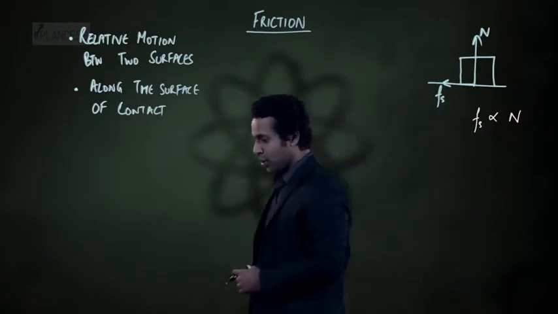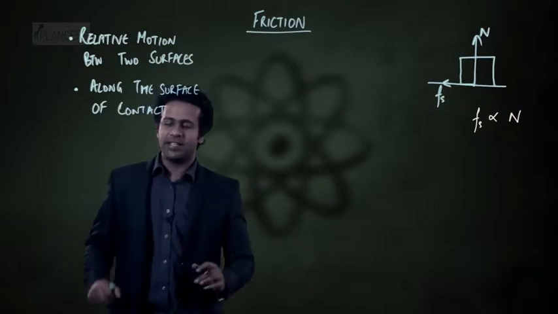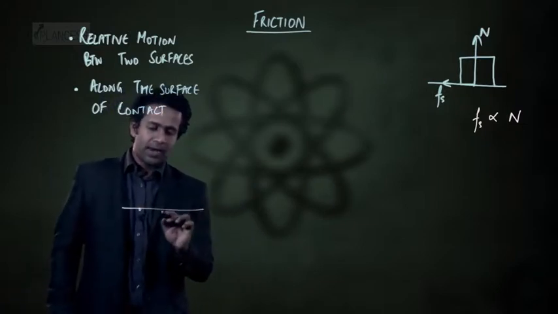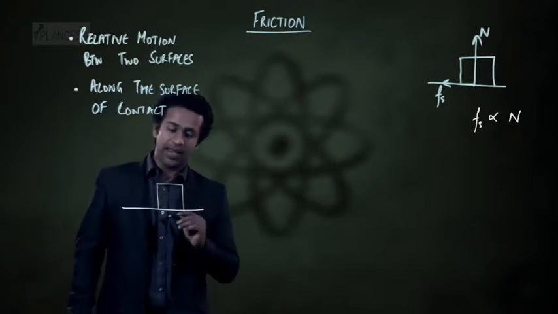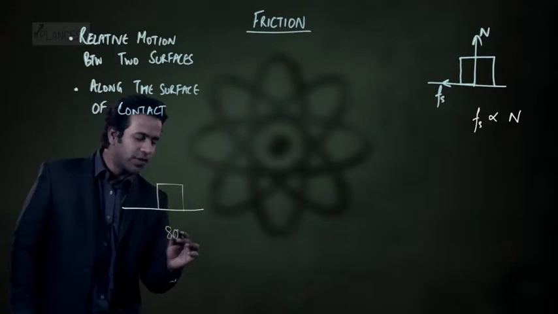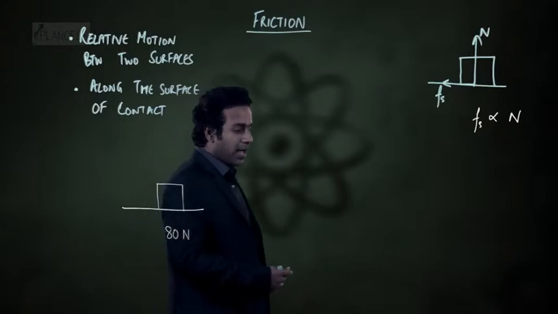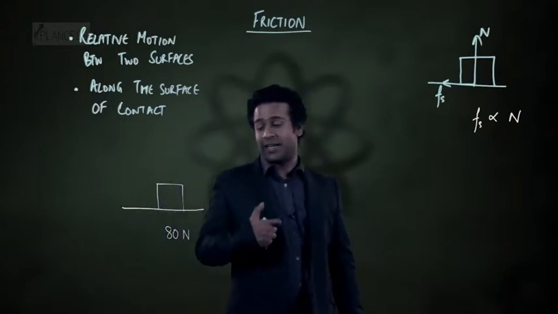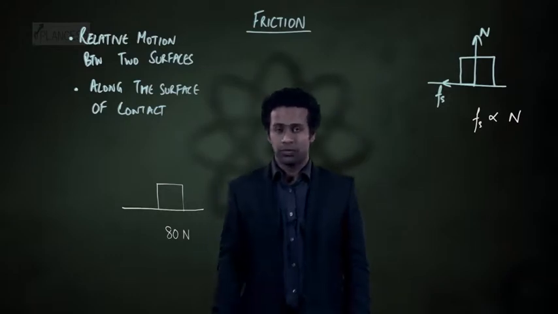Right. So, let's try to understand friction by taking a very simple example. Let's say there is a block lying on the floor. Let's say you know that the minimum force required to move this block is 80 Newton. So, unless a force of greater than 80 Newton is applied, this block will not move.